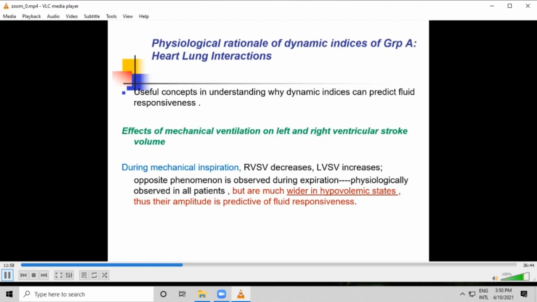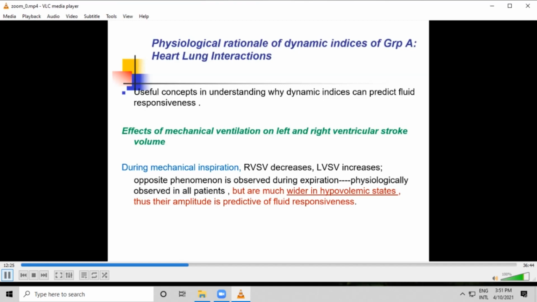During mechanical inspiration, right ventricular stroke volume decreases. At the same time, the left ventricular stroke volume increases. Now, the opposite phenomenon is observed during expiration. Physiologically observed in all patients, but they are much wider in hypovolemic states.